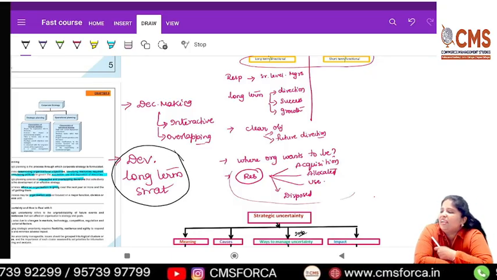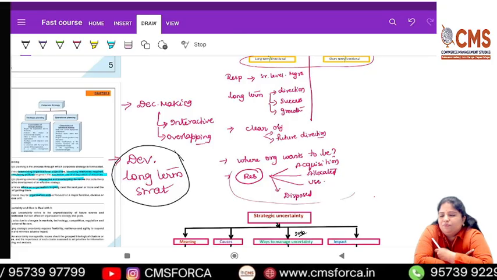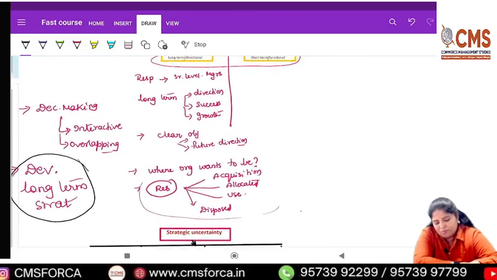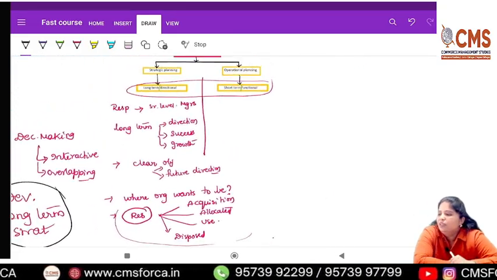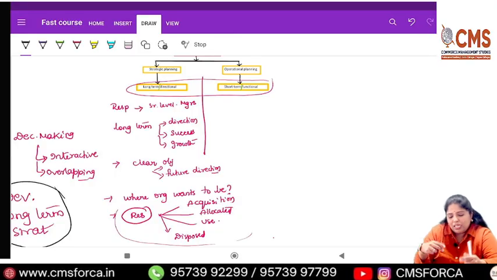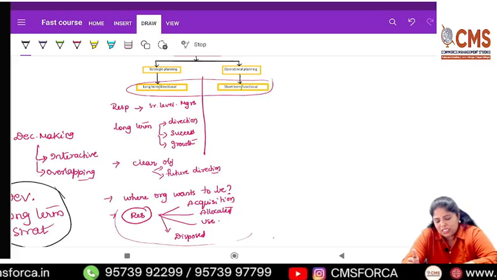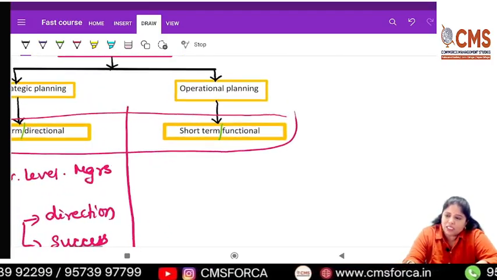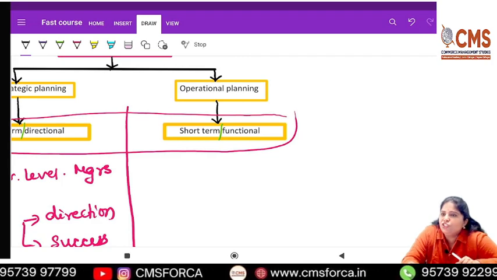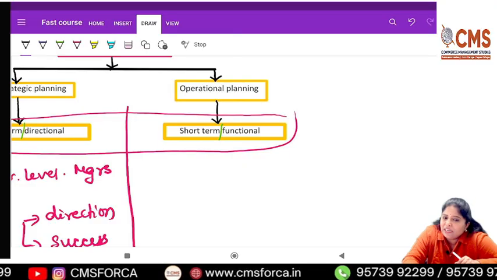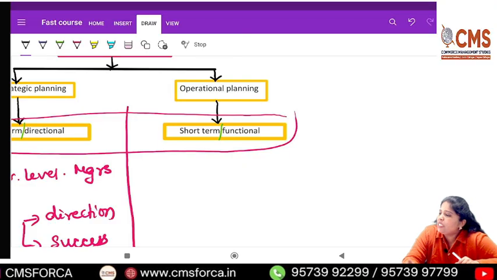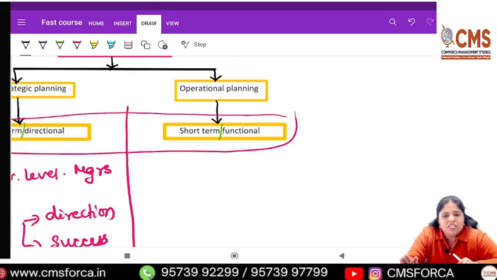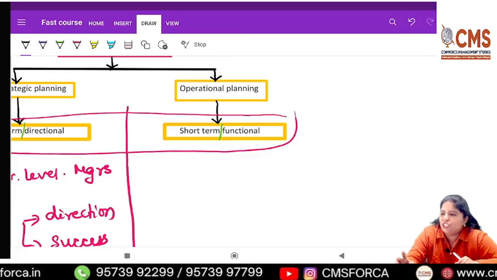Develop long-term strategies. Now let's speak about the other side of the concept, which is operational planning. As we discuss operational planning, the prime point you should remember is that they are short-term and functional, whereas strategic plans are long-term and directional. Operational planning is short-term and functional.